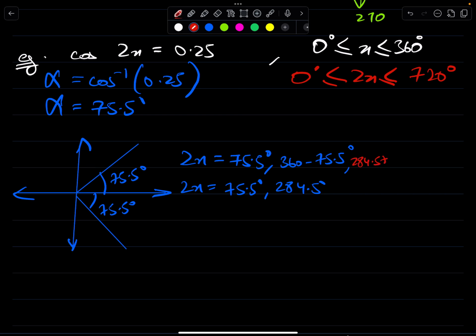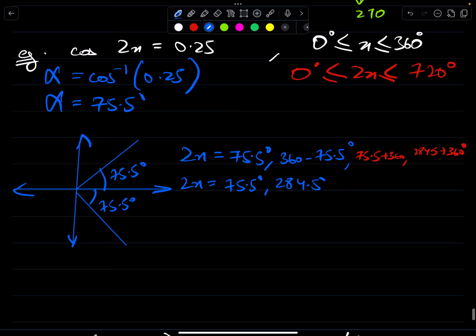Since we have this, we move to the next rotation. So first of all we have 75.5 plus 360, then we have 284.5 plus 360, so we can accommodate the range. And thus we have 435.5 and 644.5. The final answer needs to be in the basic range.